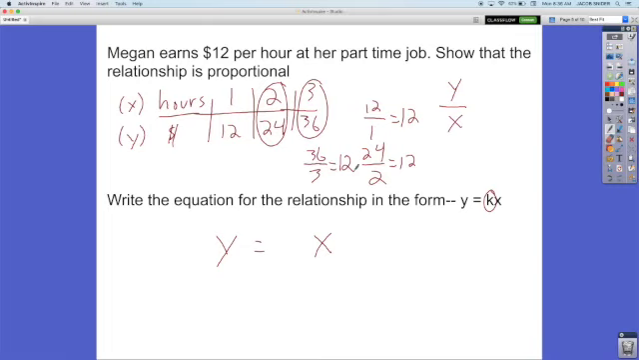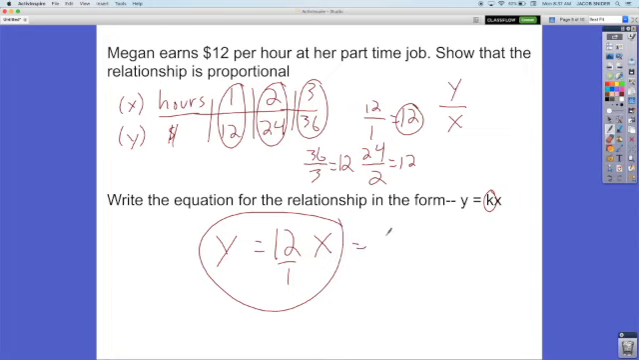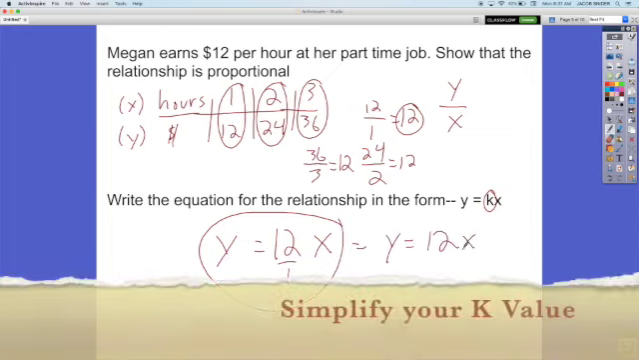So what's my k value? y equals 12x, or 12 over 1 x, right? That's where I started: y over x, 12 over 1. And there's my equation. Now we would probably simplify that like I wrote to start with, and just put it like that. Either one of those answers would work. Okay? Let's try another one.